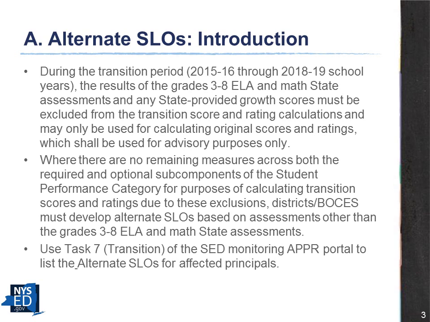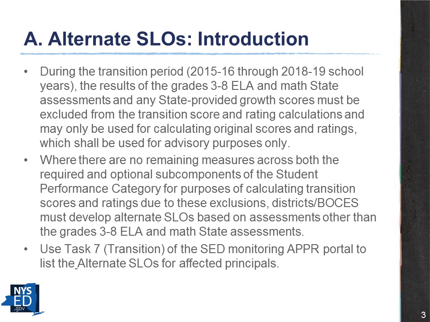If excluding the grades 3 through 8 ELA and math state assessments and any state-provided growth scores results in no remaining student performance measures in either subcomponent of the student performance category, districts or BOCES must develop alternate SLOs based on assessments that are not based on the 3 through 8 ELA and math state assessments for the required subcomponent of student performance category for affected principals during the transition period.